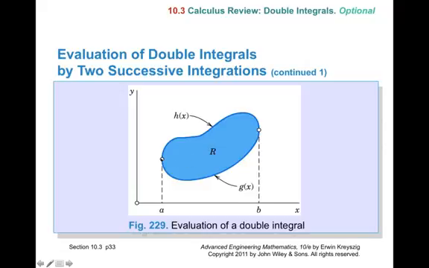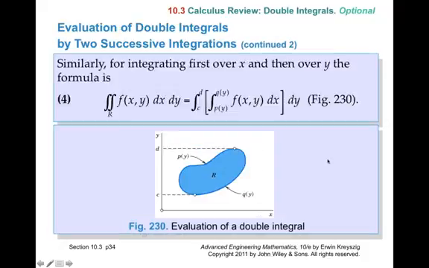Just to give a picture of what's happening, we have some region here, and we're going to integrate from a to b. That corresponds then to an integral in the y direction from this point to this point. So basically we're just integrating over the region.